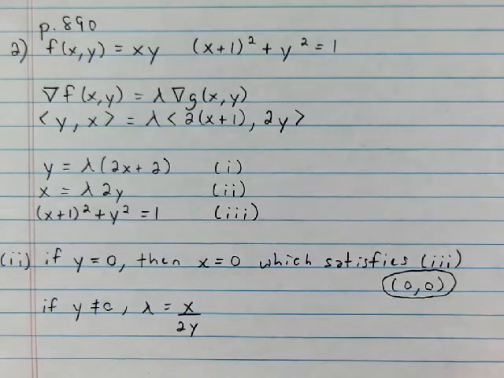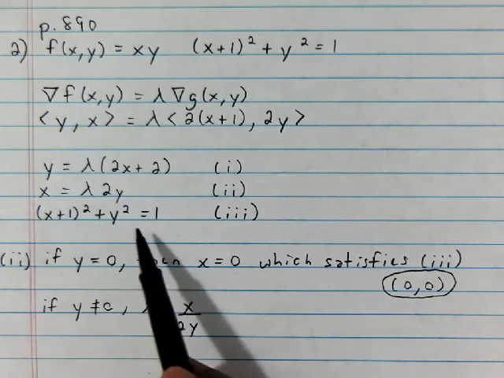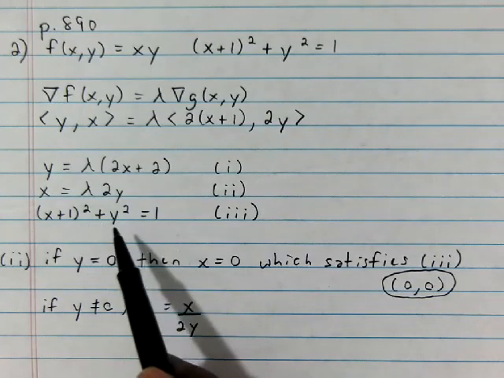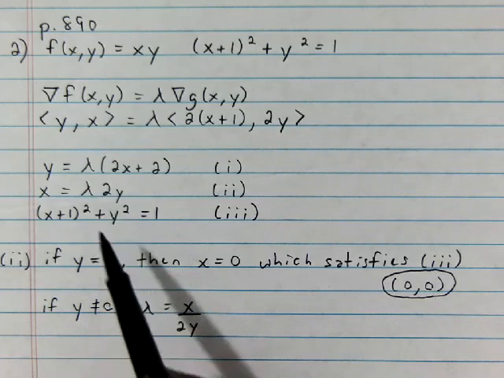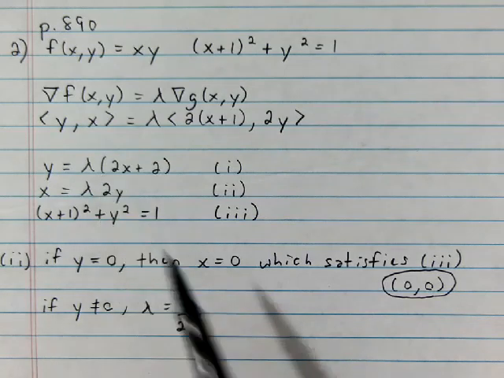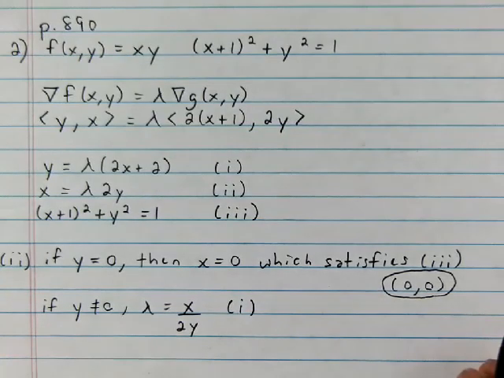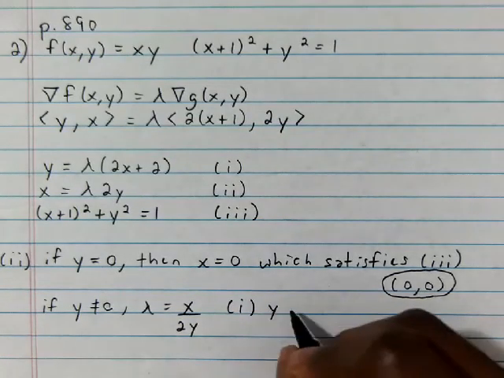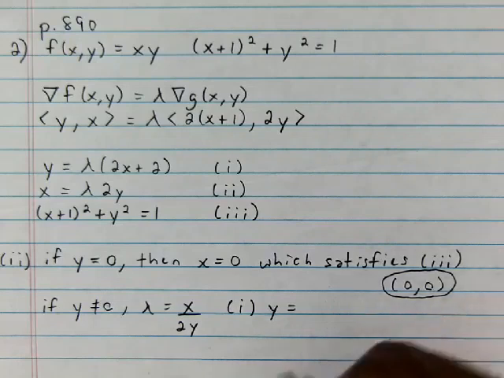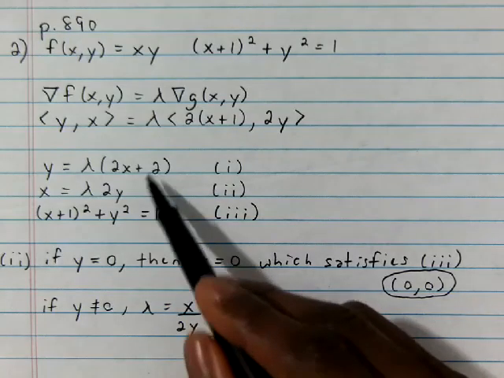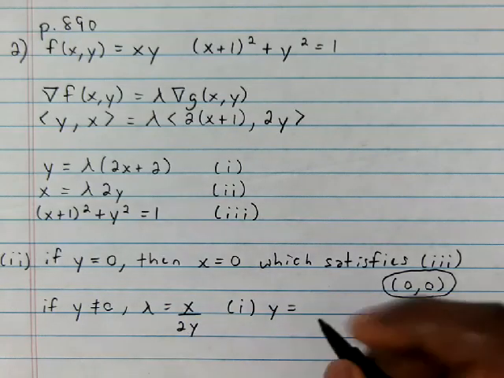x over 2y. This lambda equals x over 2y, of course, doesn't help me with 3 because there are no lambdas in there. So I will go back and use this in equation 1. So equation 1 now becomes y equals 2x plus 2 times x over 2y.